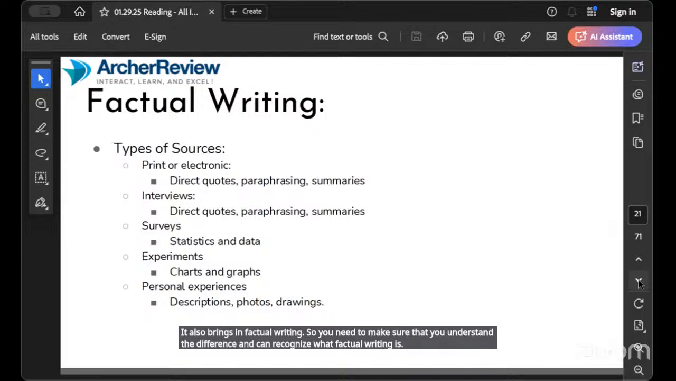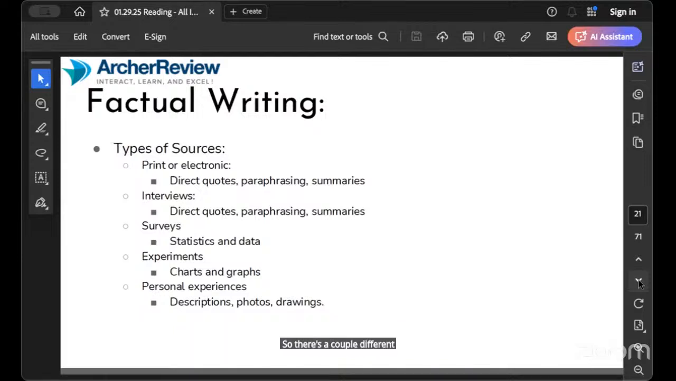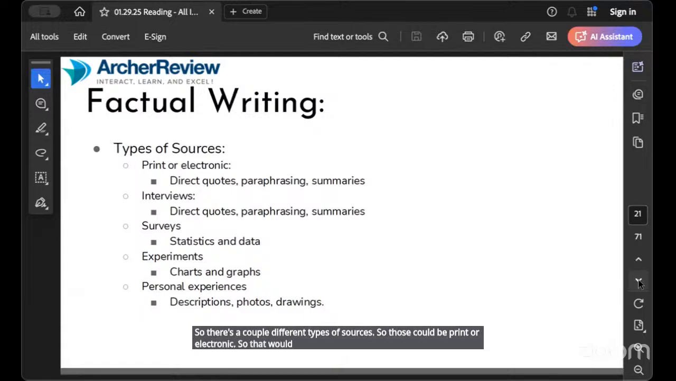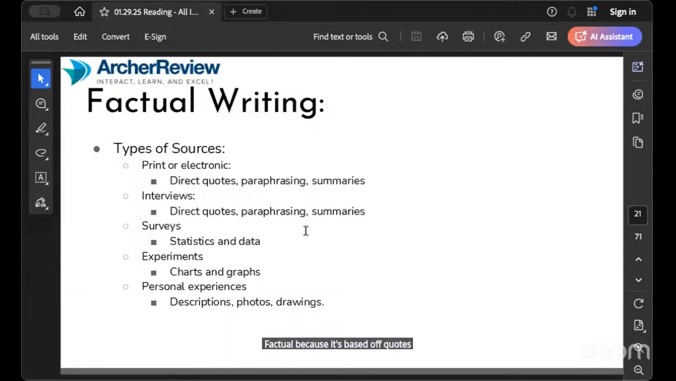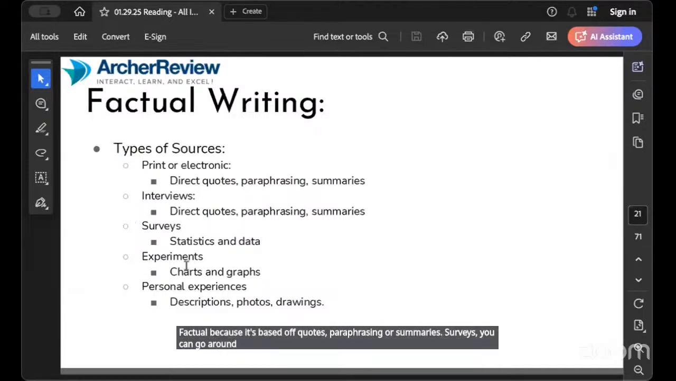So there's a couple different types of sources. Those could be print or electronic. So that would be direct quotes, paraphrasing, summaries. Interviews are factual writing. Again, that pulls in direct quotes, paraphrasing, summaries. That's what makes it factual because it's based off quotes, paraphrasing, or summaries. Surveys, you can go around and collect that data, statistics. Experiments, you can track your experiments with charts and graphs.